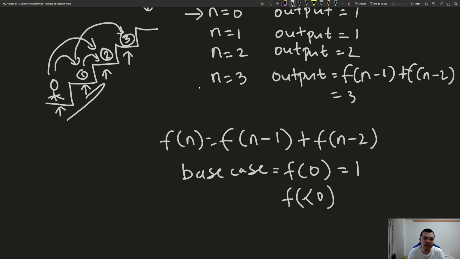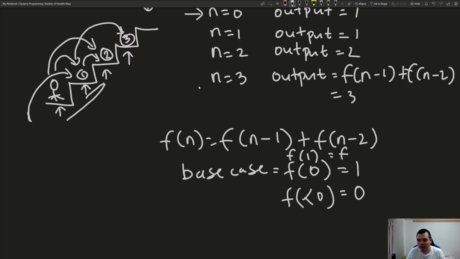So in that case, it's not counted as a way to climb to stair 1 here. So we want to eliminate this possibility. To eliminate this possibility, when n is smaller than 0, the base case will be equal to 0. And when it comes to f(0), it will equal 1.